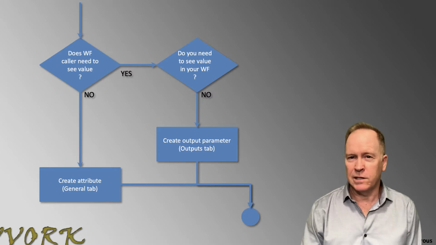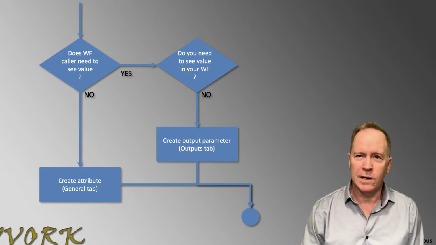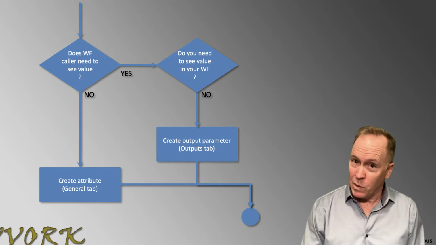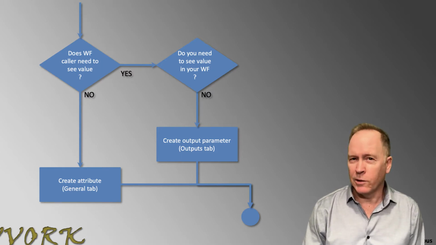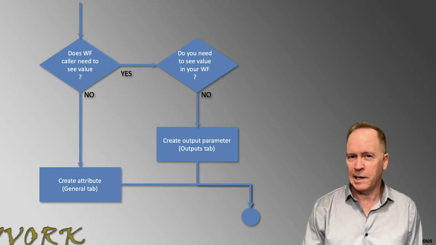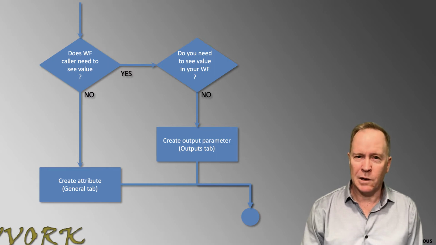Again, this has the advantage of keeping things decluttered. By creating an output parameter, that will be one more output parameter that the caller sees, but I'm keeping things decluttered within my workflow by not creating additional variables that I don't need.